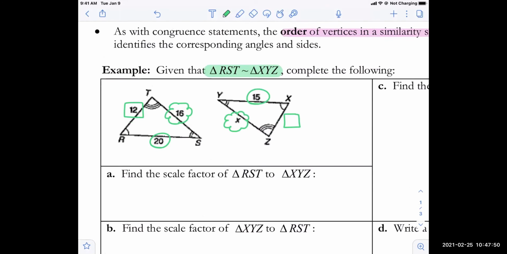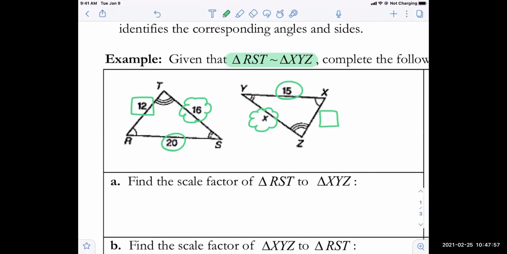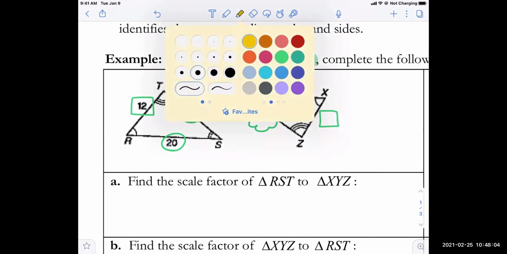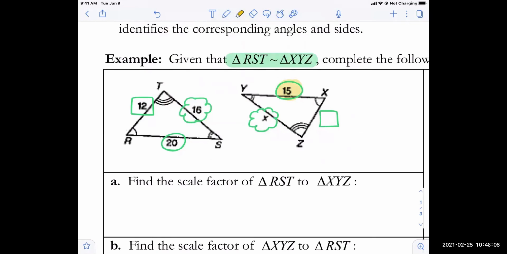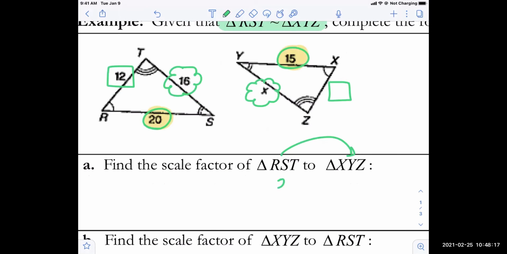Okay, scale factor of RST to XYZ. What number are we going to have to use in RST? Because we only have one side that we actually know in the other triangle. So which side length is that going to get compared with? The 20. Okay, now see how it says the scale factor of RST to XYZ? That means you're going to give the RST length first, and then the other triangle's corresponding side length.